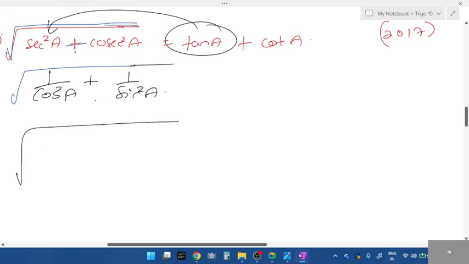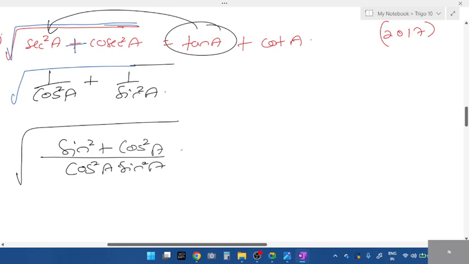Then how do you solve? What's the LCM, student? Yes. So can I write here cos square A into sin square A? And when I reciprocate, what do I get? Cos square A, sin square A. What is sin square A plus cos square A? 1. Now didn't I tell you all, when multiplication is given, can I write it together?